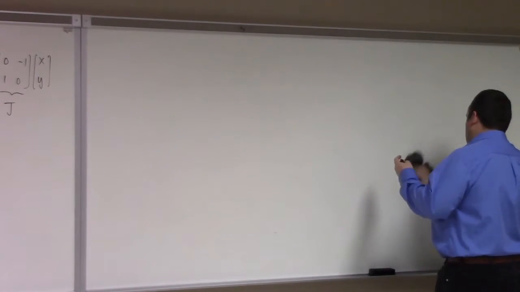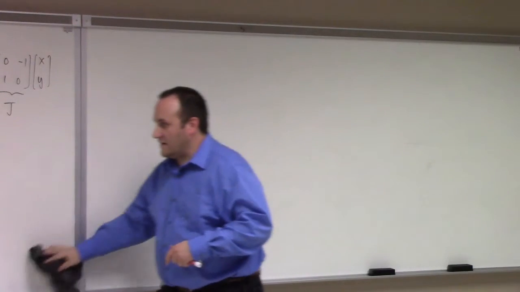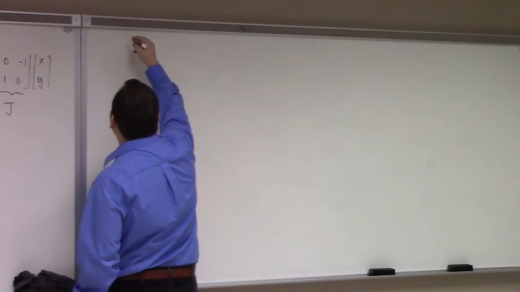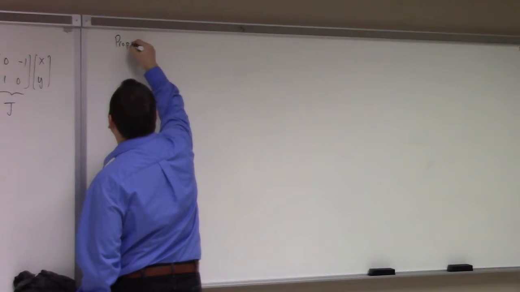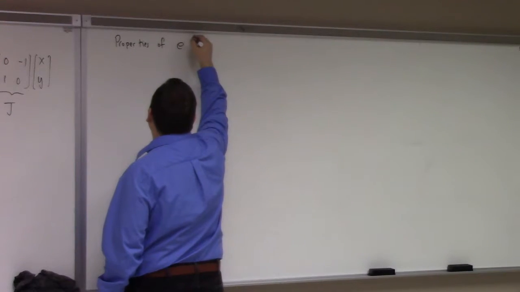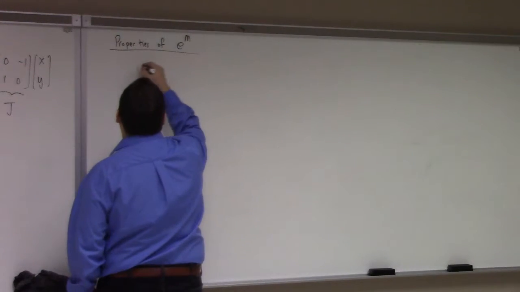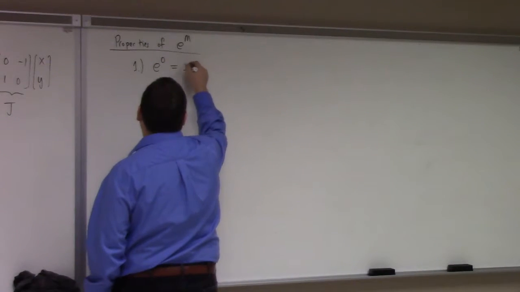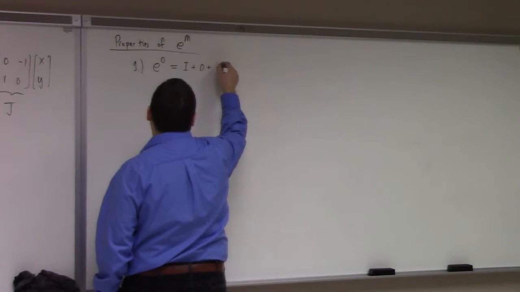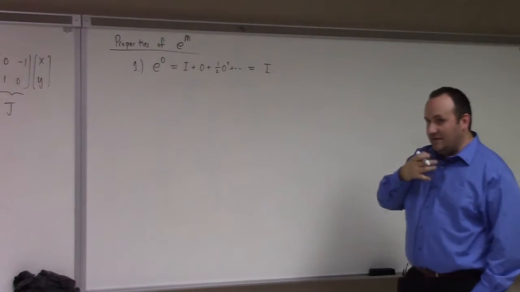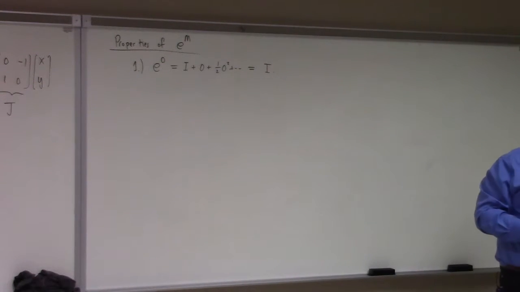So one of the things I would comment at the very outset is that direct calculation of the matrix exponential is very, very daunting. So its use is somewhat indirect, actually. So here are the properties of e to the M. Number 1: e to the 0 is what? It's I plus 0 plus 1/2 0 squared. In other words, I. So e to the 0 matrix is the identity matrix. Well, that's good.